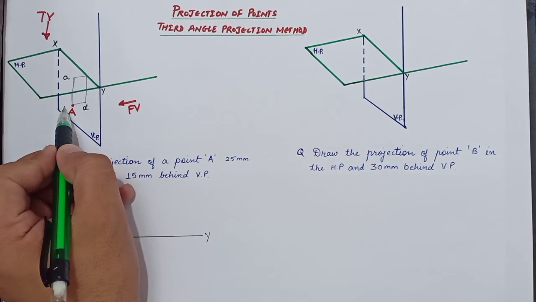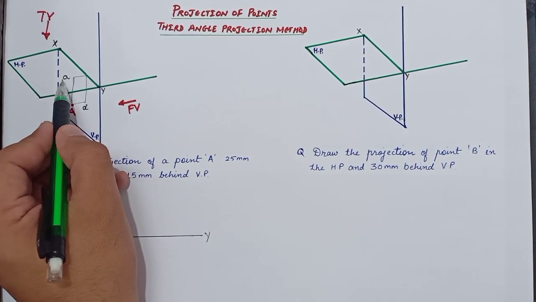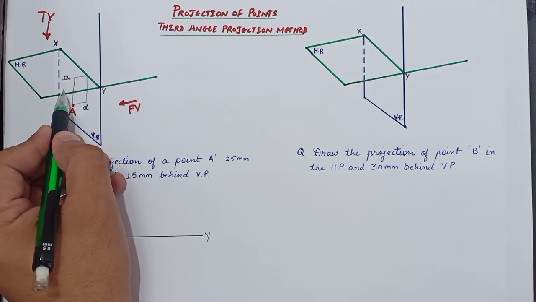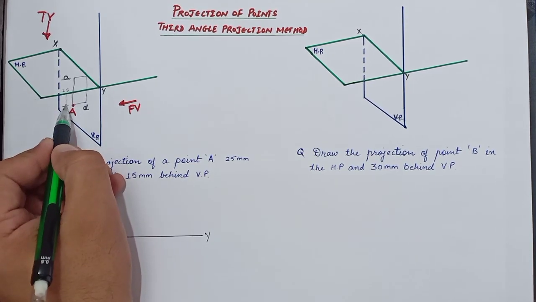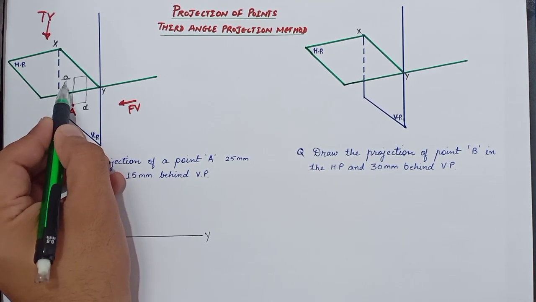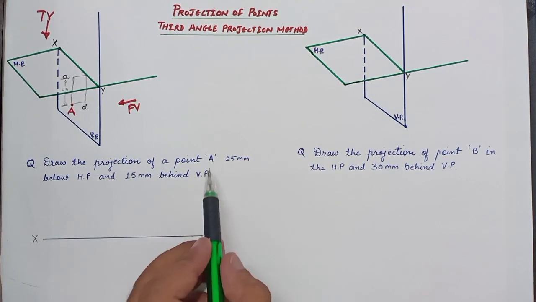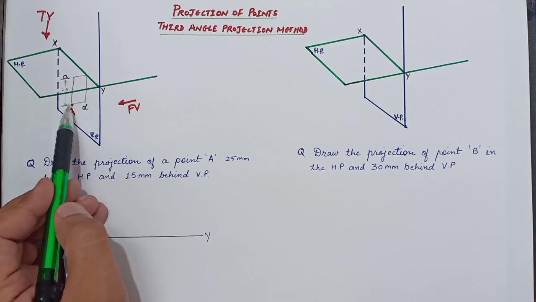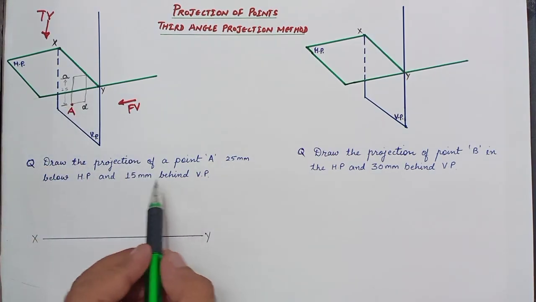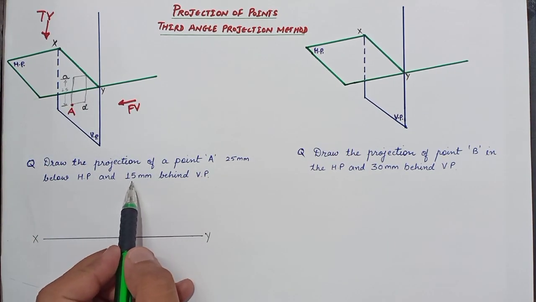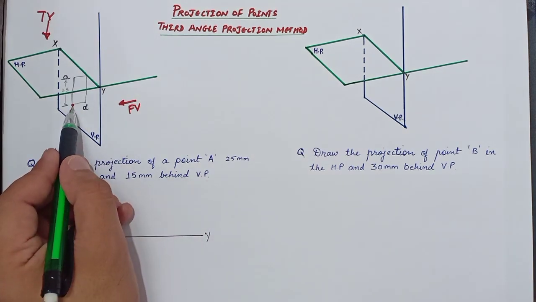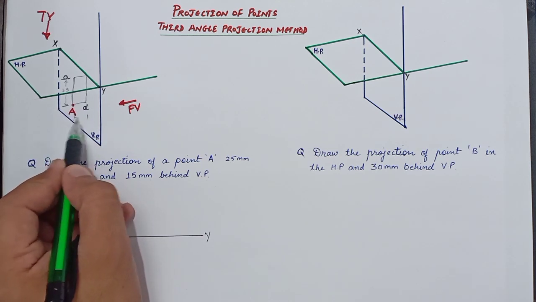So here we can see the distance from A and A dash is 25 mm. That is, we can say point A is 25 mm below HP, and the distance of A is 15 mm behind VP. The distance between the point A and the vertical plane is 15 mm.